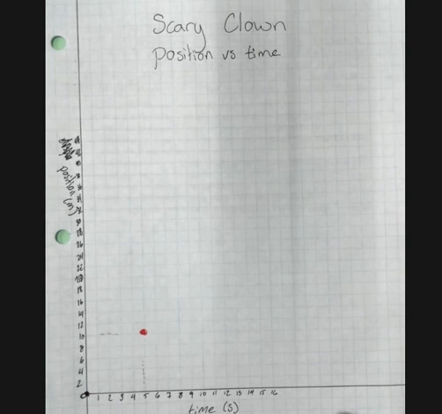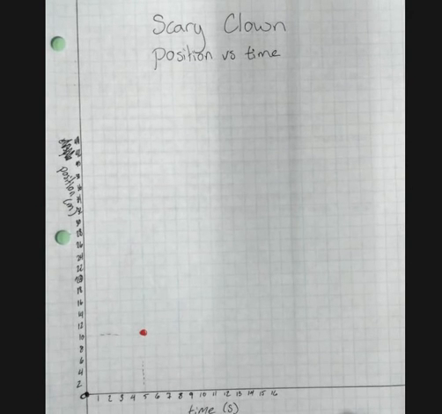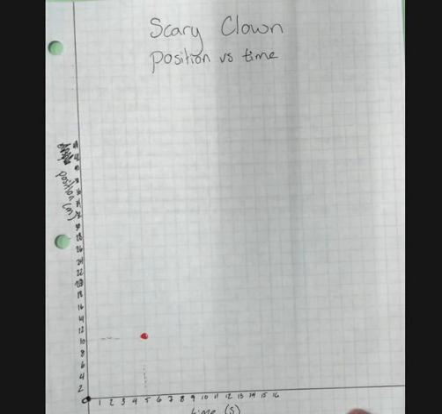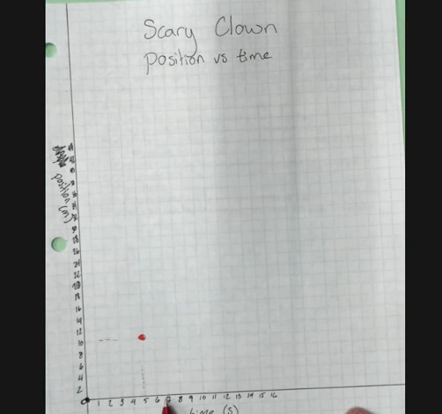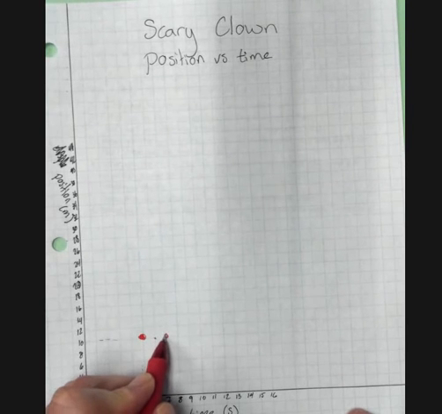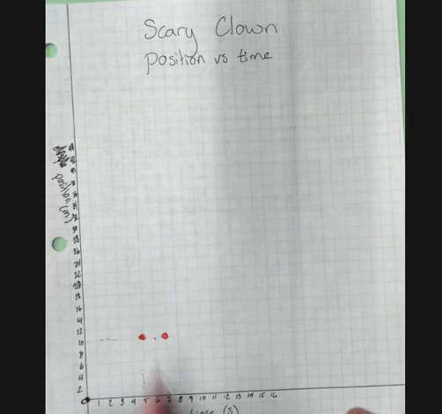Now at this point in time, the clown stops and he thinks for 2 seconds. So that means that 2 seconds pass on the clock, 6, 7, but the clown's position doesn't change. At second number 6 he's still standing there, and at second number 7 he's still standing there. So that's what the clown does for 2 seconds.